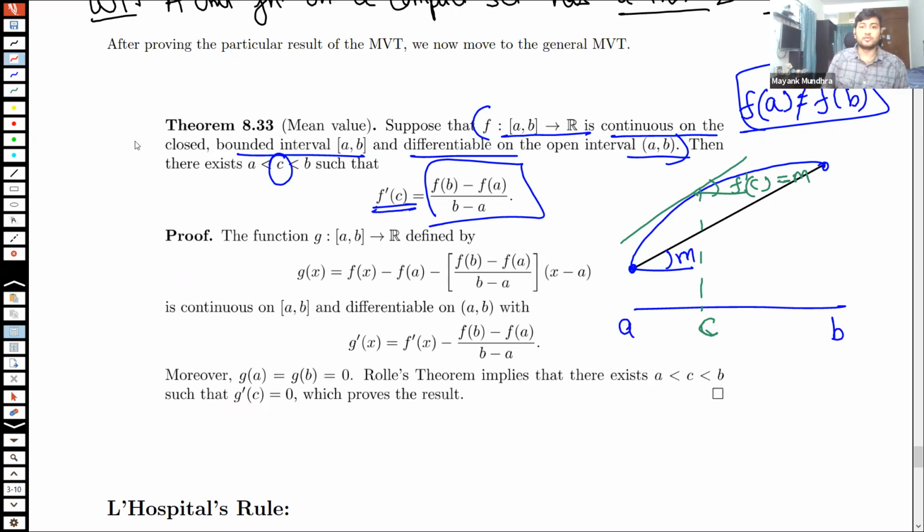So how does the proof work? In the proof, we define a new function. Okay, so this proof again is important. Rolle's theorem and the mean value theorem are totally important. If they just ask you the proof for Rolle's theorem, you just need to do the first part. If they ask you the proof for the mean value theorem, you need to first prove Rolle's theorem and then use it to prove the mean value theorem.